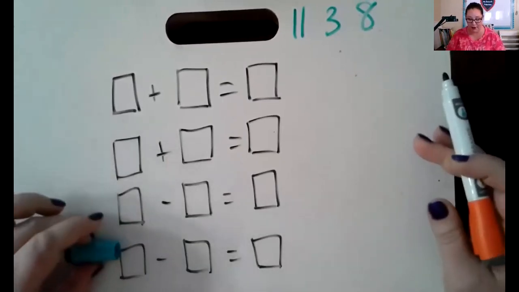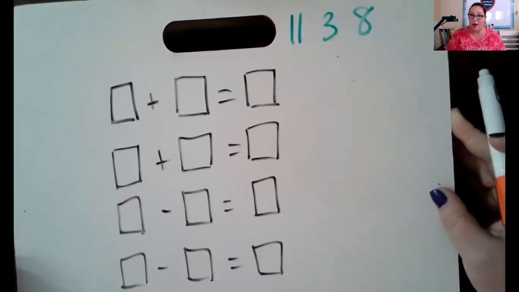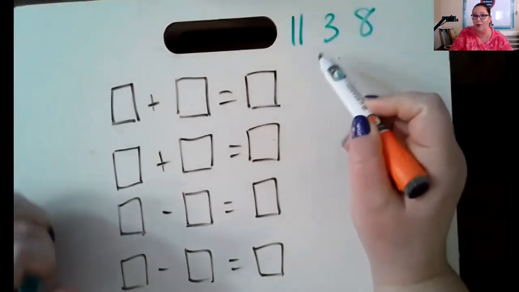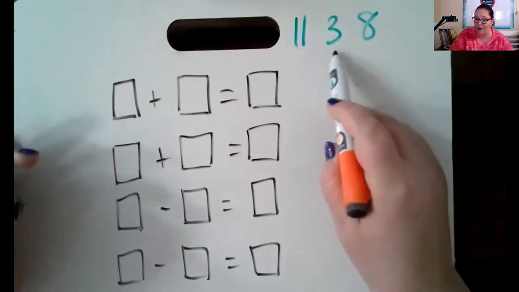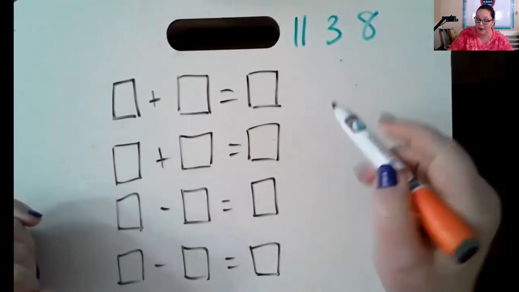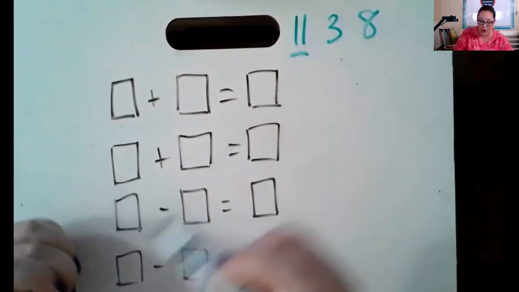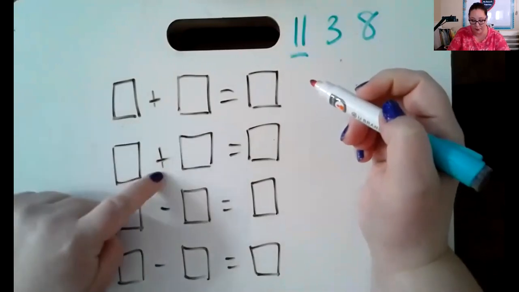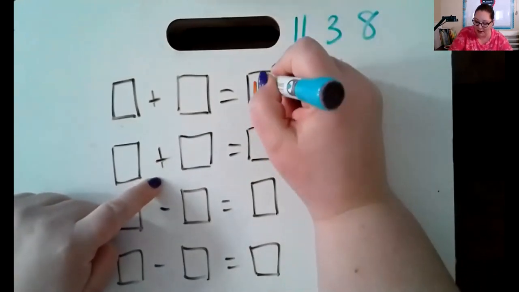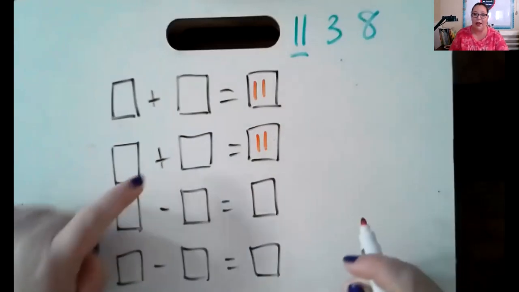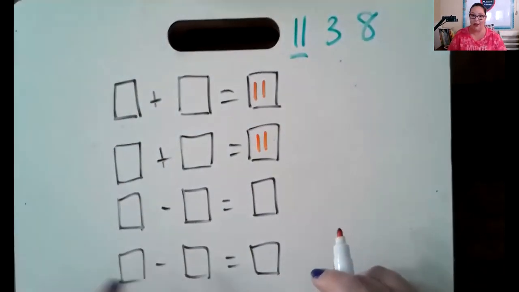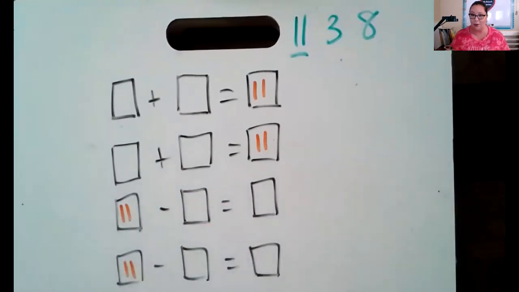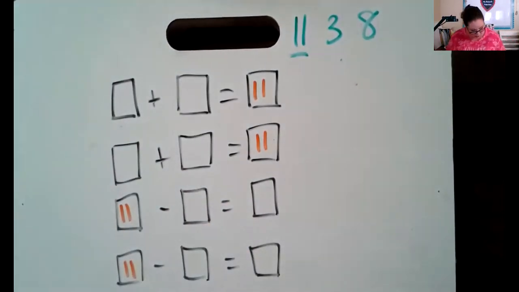Okay, so some patterns that we talked about yesterday. We're going to find the largest number. Which number is the greatest out of 11, 3, or 8? The 11. So that 11 is going to be the sum to our two addition equations. And for the subtraction, it's going to be the number that we start with, because we don't need to worry about negative numbers yet. Nope.